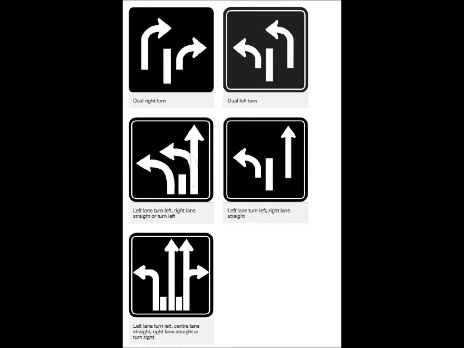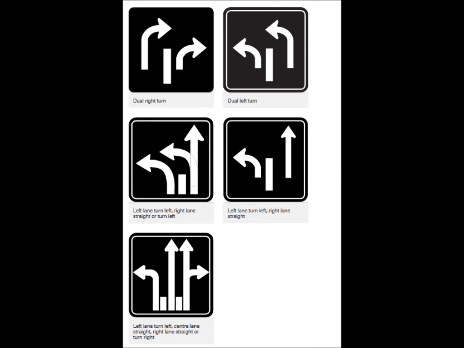Right lane, straight or turn left. Image description. A black rectangle with two arrows. The leftmost arrow going straight and then turning left. There is a white rectangle separating the two. The second arrow splits into two, with a first turning left and the second going straight.